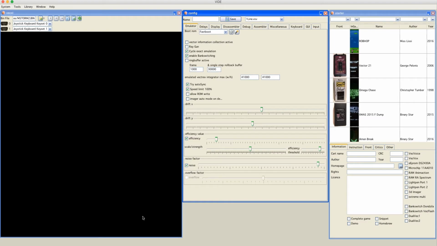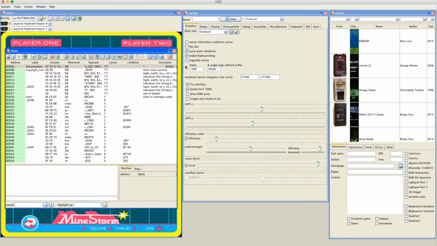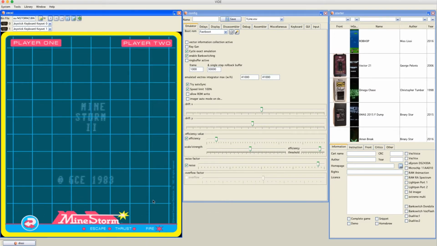The gist of the new implementation is that it is very configurable, and that you can change the output very much to your liking. At least I hope so. So I will just start by loading a game. This is the old Mindstorm, and the graphics that you see right now are the old graphics.